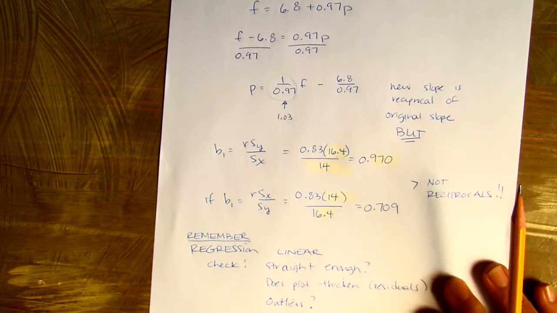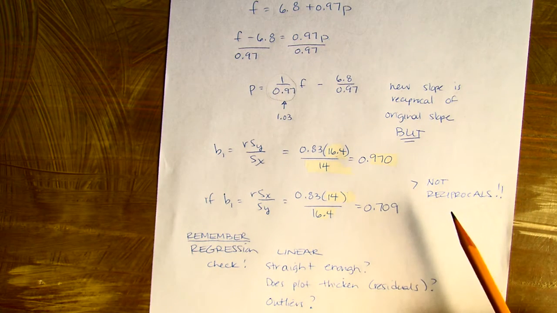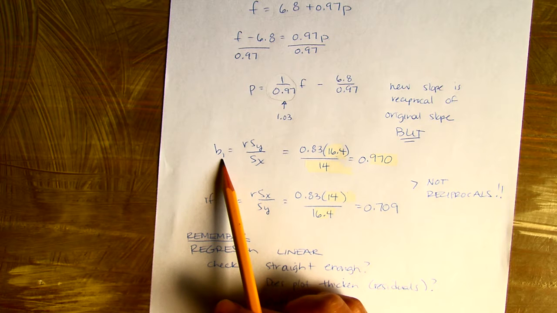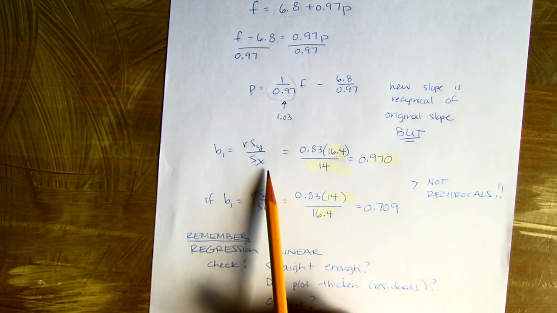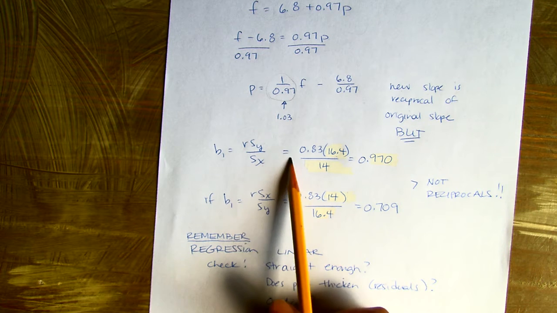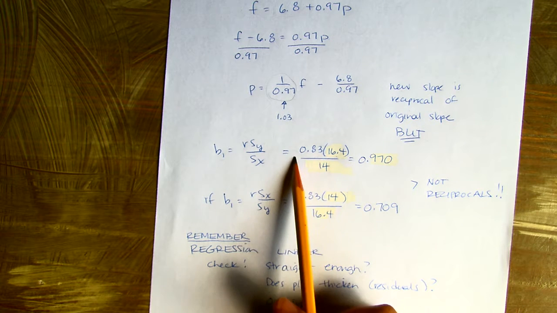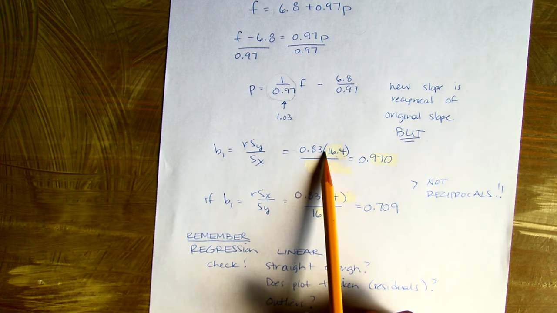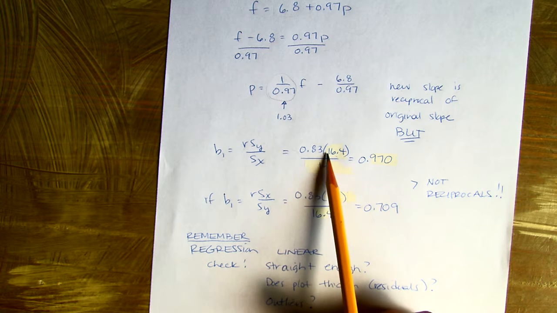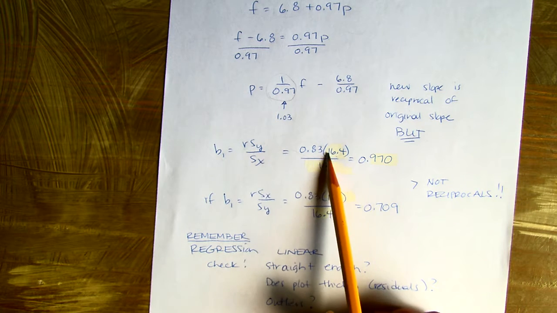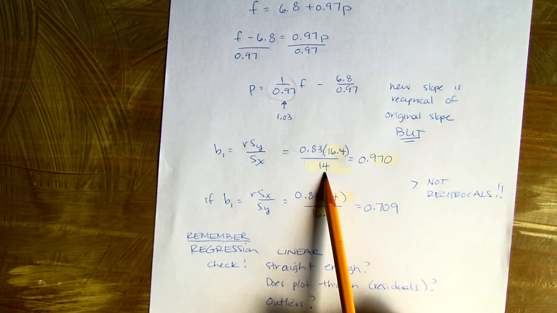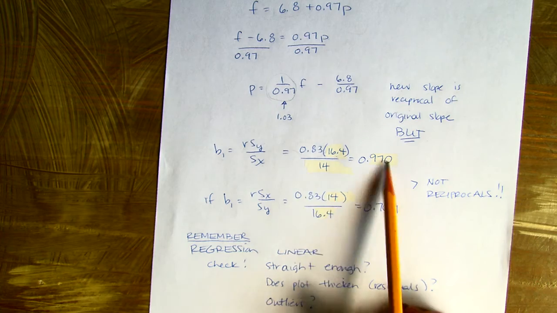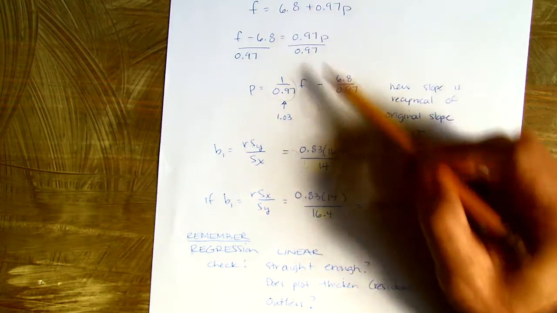However, let's go back and think about in our model, statistically, where does this slope come from? Remember, it's our R, our correlation coefficient, times the standard deviation in Y over the standard deviation in X. So in this case, the correlation between fat and protein is 0.83. And the standard deviation in fat was 16.4. The standard deviation in protein was 14. So if I do all that, I get 0.97. That was my slope.